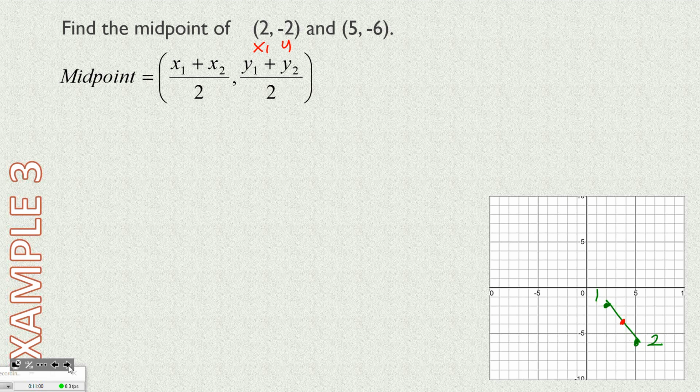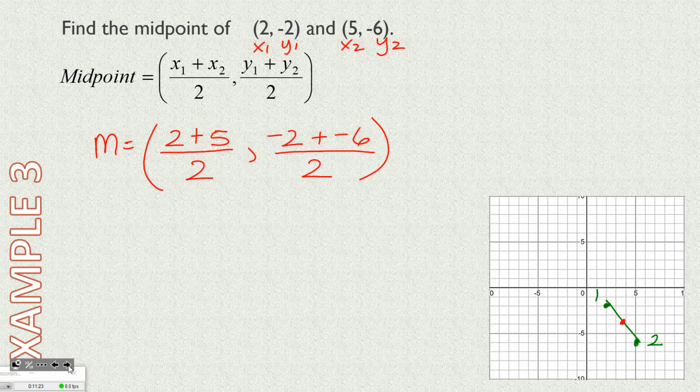Call this x1, y1, x2, y2, and we're going to plug in. So the midpoint is x1 plus x2. So 2 plus 5 over 2, comma, y1 plus y2. So y1 is negative 2 plus negative 6 over 2. And then I'm going to simplify. So 2 plus 5 is 7 over 2. And then negative 2 minus 6 is negative 8 over 2.